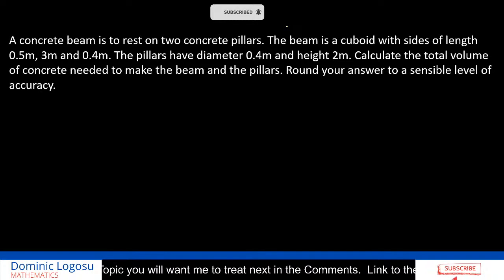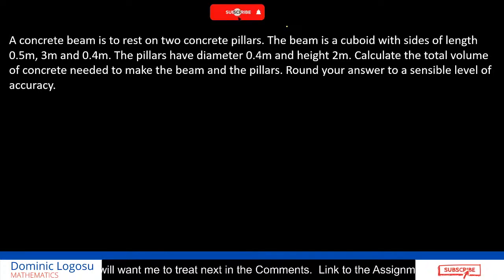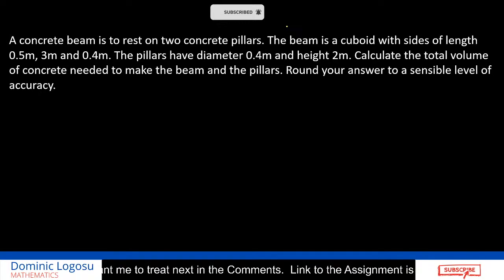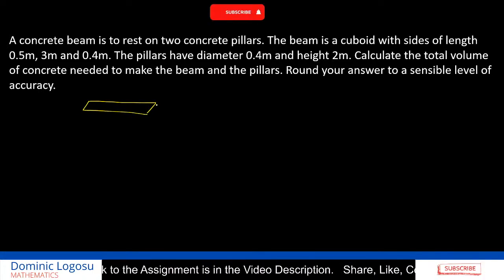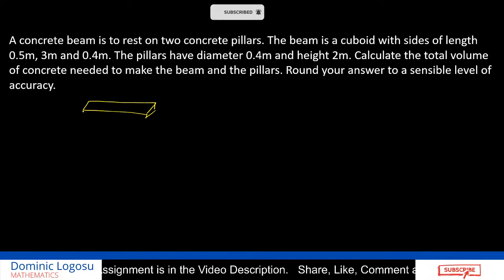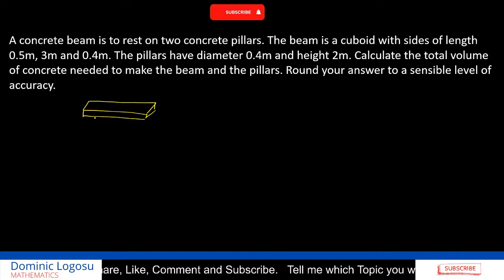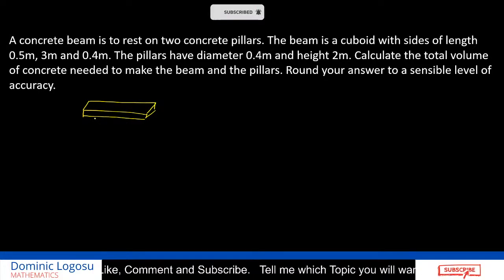So we'll quickly look at how to solve this particular one. They said a concrete beam is to rest on two concrete pillars. So the beam is a cuboid, and I'm going to draw a cuboid quickly. Please don't laugh at my drawing, I'm a math teacher. And then the pillars are what? Pillars are mostly circular. Once they've given us diameter and height, it means we are dealing with some form of cylinder-looking pillar. So this is what we should have.